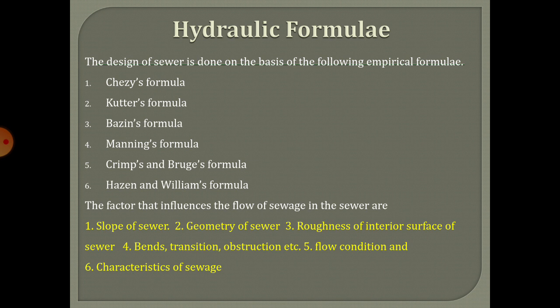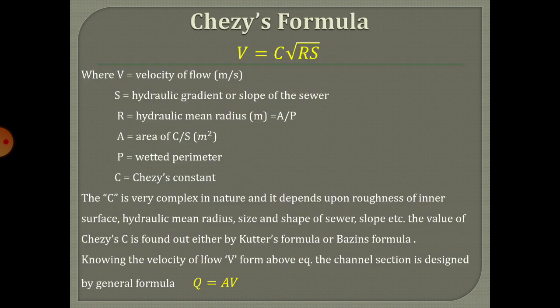Then flow condition, and the last one is the characteristics of sewage, that is, whether it is domestic sewage or industrial sewage. Other than that, the physical and chemical characteristics also matter a lot while designing the sewer and selecting the sewer material.